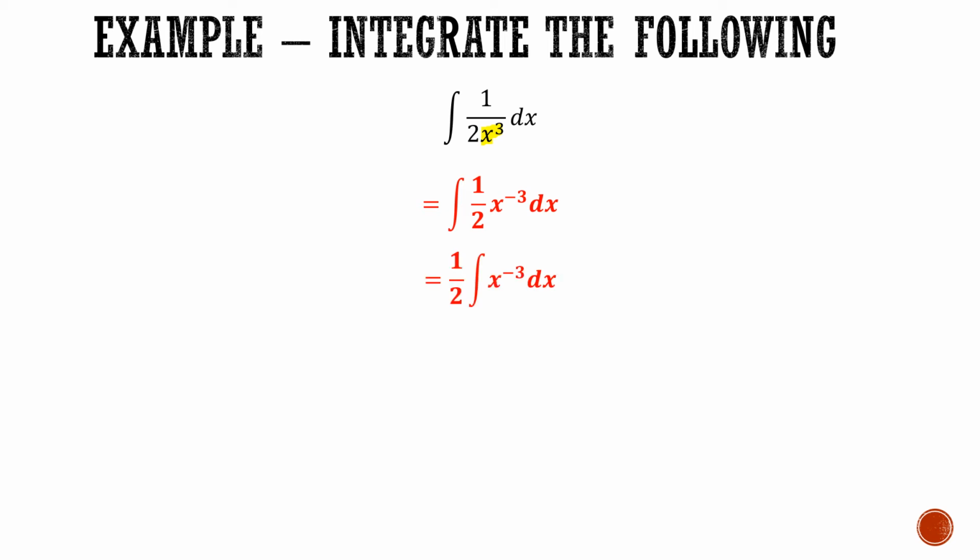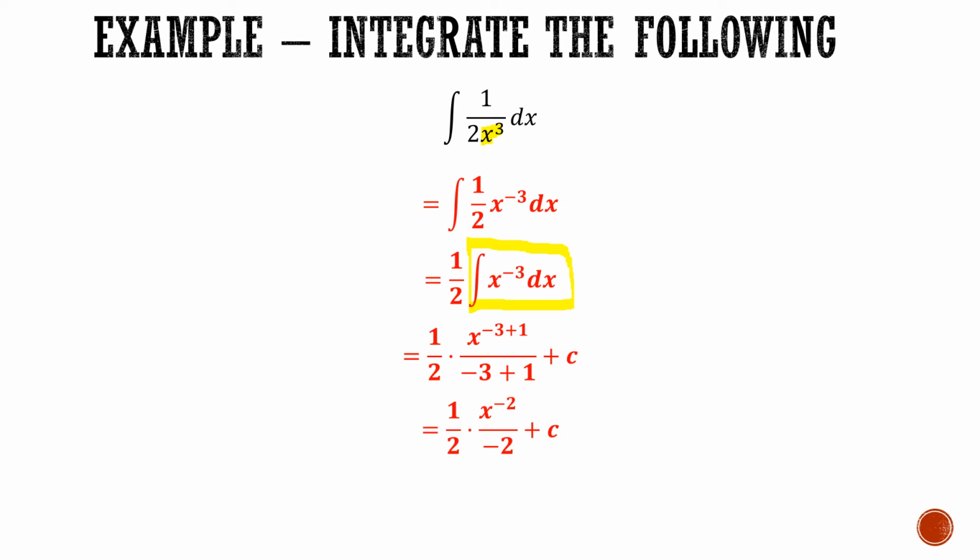Now rewriting it again, I can pull out that 1 half so that I'm only focused on the integral of x to the negative 3. And then using my power rule, I'm going to add 1 to the exponent, divide by that new exponent. So I have 1 half x to the negative 3 plus 1 over negative 3 plus 1 plus c. Simplifying that, I have 1 half x to the negative 2 over negative 2. And now getting rid of my negative exponent, I'm going to drop that x to the negative 2 back down. So I have negative 1/4 x squared plus c.